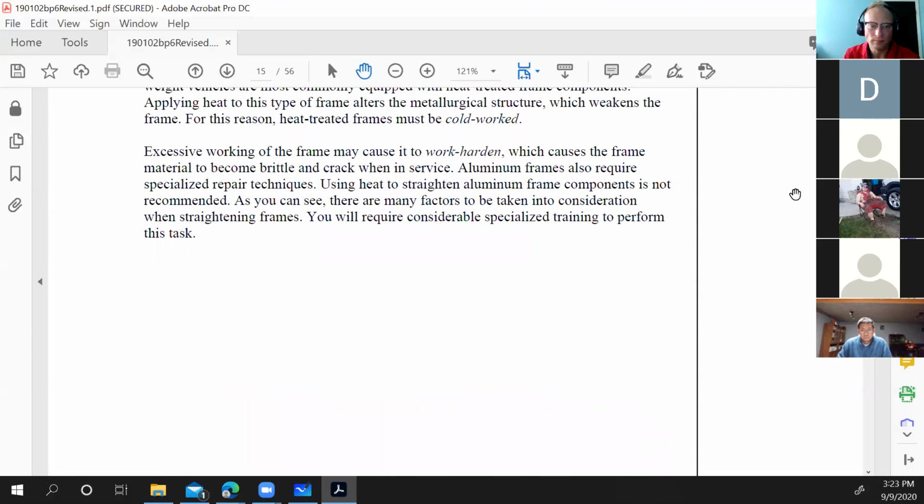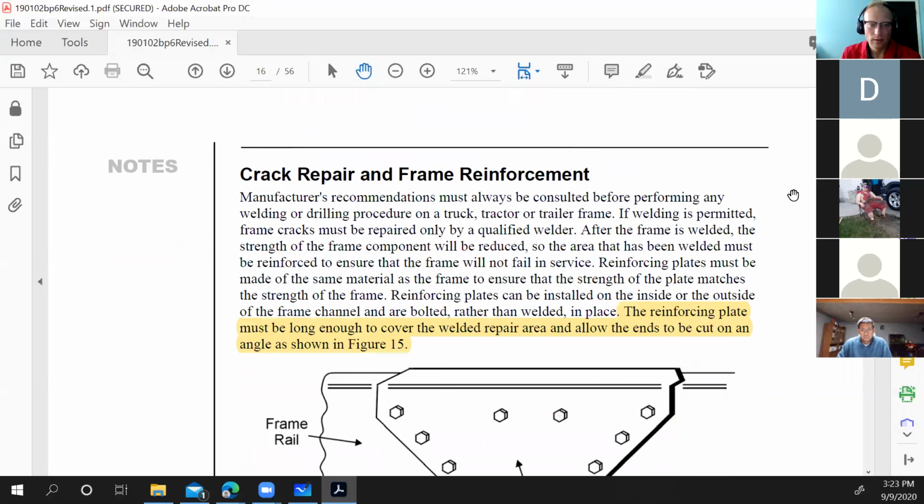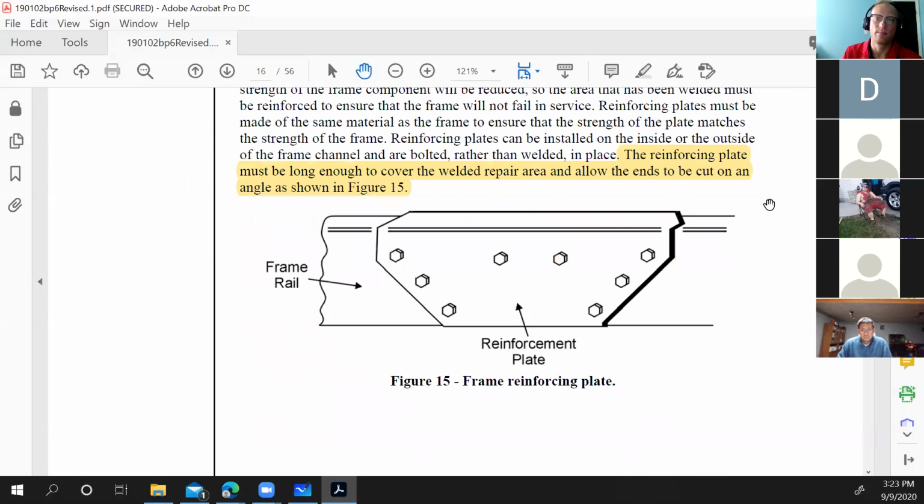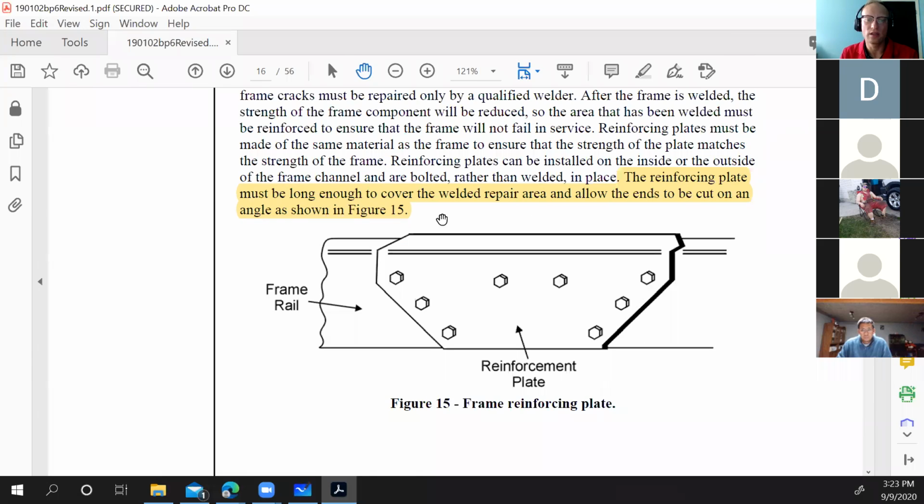So, crack repair. Underneath of this reinforcement plate, there might be a 3/8 hole right there that you drilled. There might be a crack, or there might be a break in the frame.